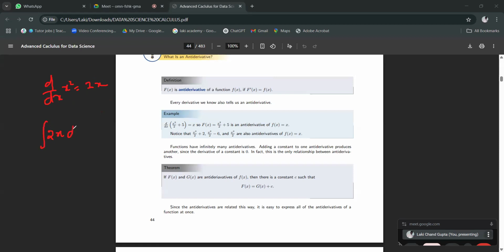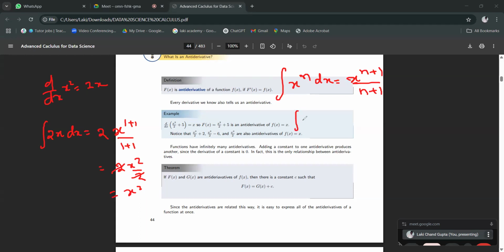Integration of 2x with respect to dx. 2 is a constant. Integration of x is x raised to 1 plus 1 upon 1 plus 1, right? The 2 cancels. Because integration of x raised to n is what? x raised to n plus 1 upon n plus 1. Here x raised to 1 is there. If only x is there, then you can consider x raised to 1. So x raised to 1 plus 1 upon 1 plus 1.